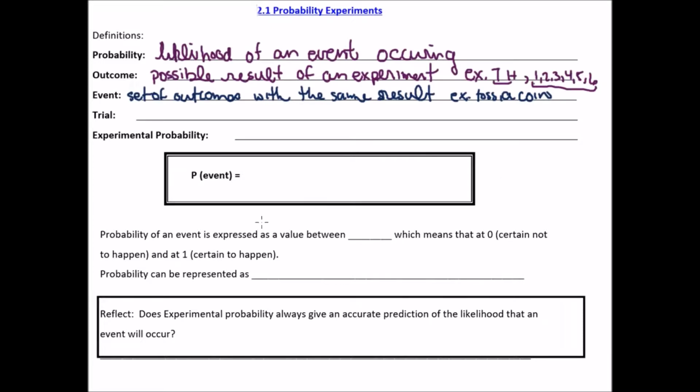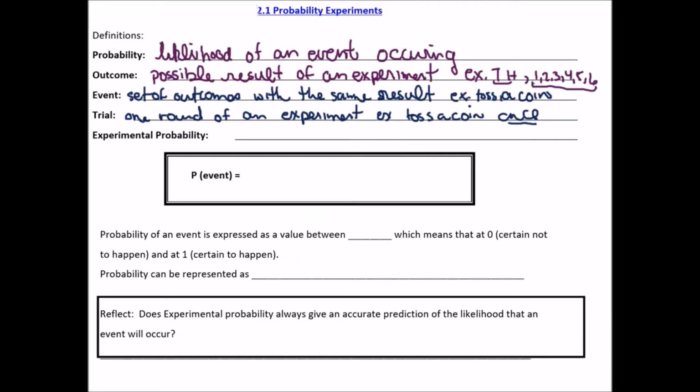And a trial. A trial is just one round of the experiment. So it would be tossing a coin once or rolling a die once. The actual toss of a coin, and that would be once. So one trial.